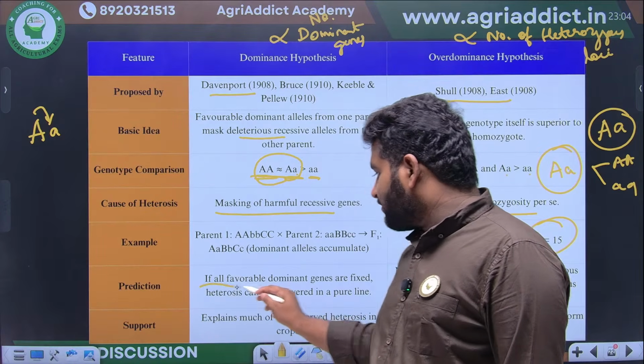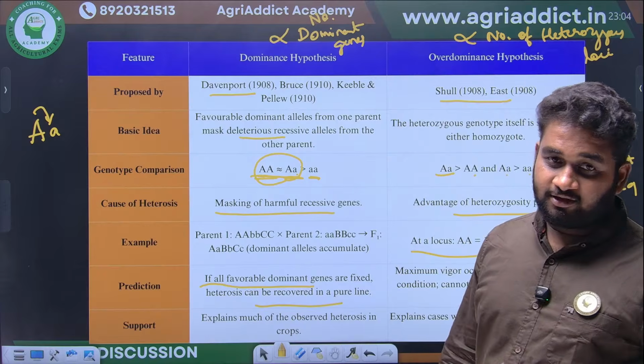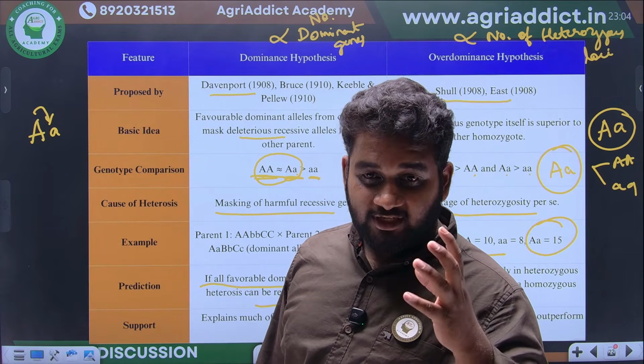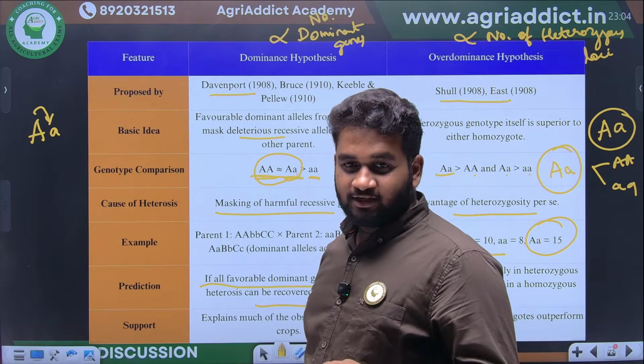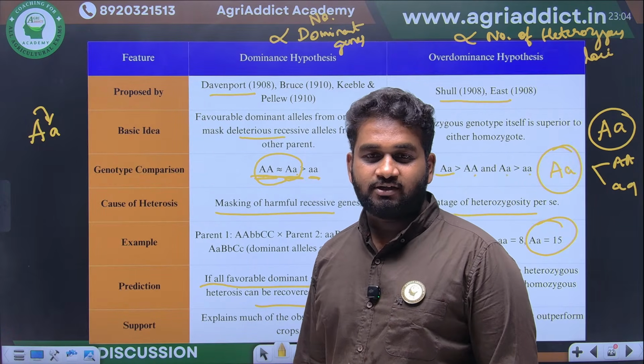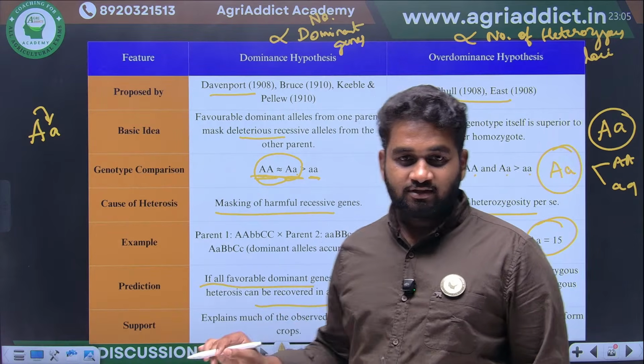Prediction: if all favorable dominant genes are fixed, heterosis can be recovered in a pure line. You can expect heterosis in an inbred line also, the perfect inbred line, where all the genes are dominant homozygotes. This is the prediction in case of the dominance hypothesis.